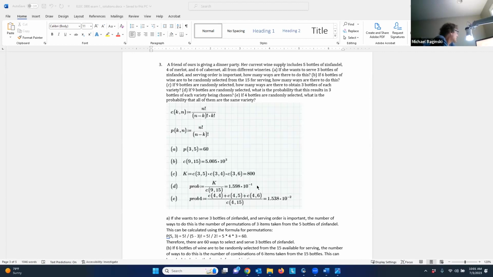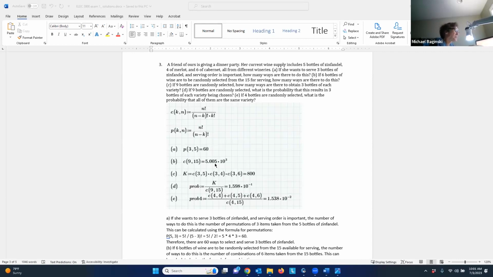It's a permutation thing. So 3 bottles and serving order is important. With Zinfandel, you've got 5 bottles. She wants to know every possible way you can serve 3 bottles of that. And that's going to be the permutations of 5 taken 3 at a time, and it's 60. I'd say 95%, maybe 98% of the class got this right. The next one is, if 9 bottles are randomly selected, how many ways are there to obtain 3 bottles of each? Okay, that's the combinatorial stuff right here, 9 choose 3, and it comes out to this number.